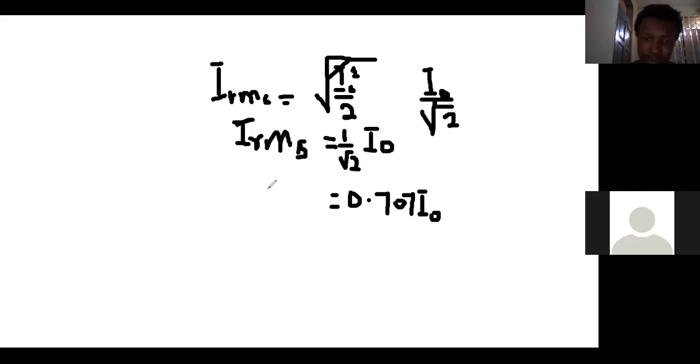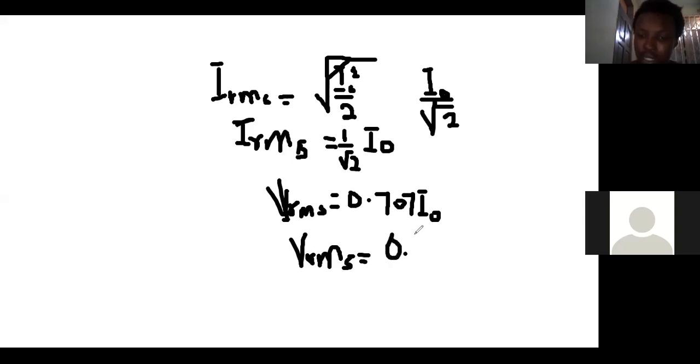The same thing applies to the voltage. V RMS. Sorry, this is I RMS. Now with V RMS it is the same thing. Relating that to the root mean square voltage, or potential difference, it is also equal to 0.707 V naught.